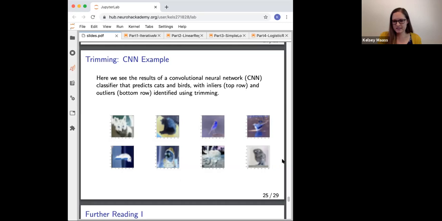And one thing that's interesting here is we can actually make sense of why this owl was classified as an outlier, because it's a bird that looks like a cat. So it's kind of a funny example.